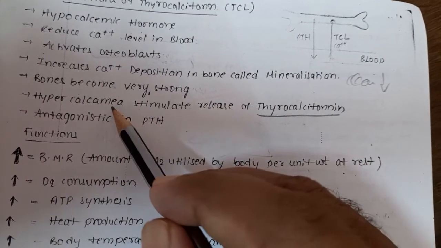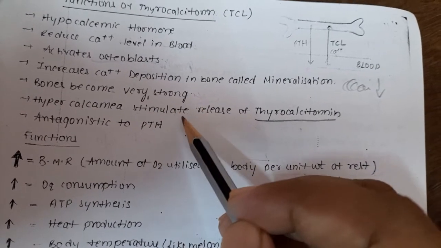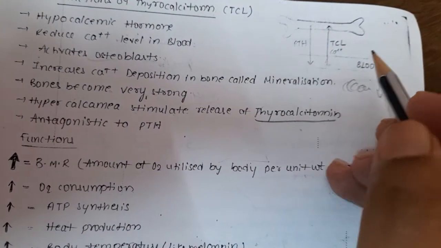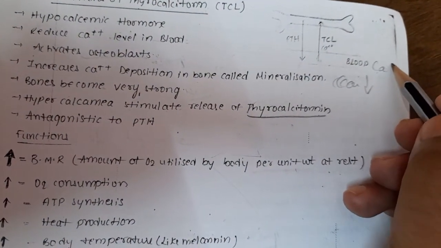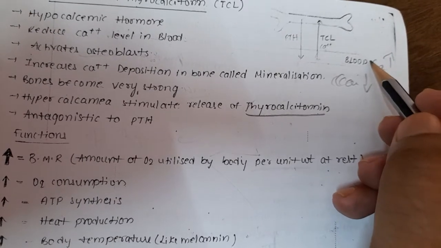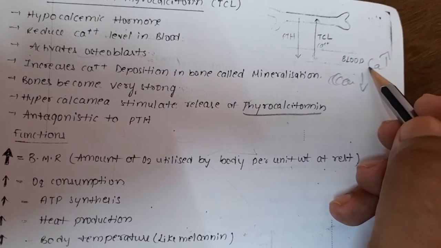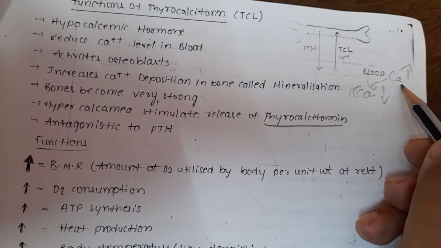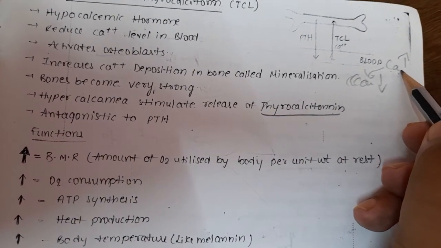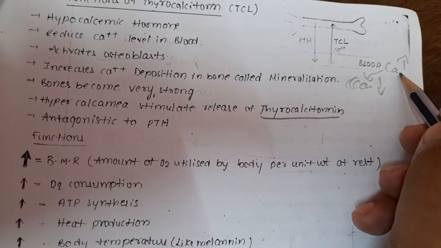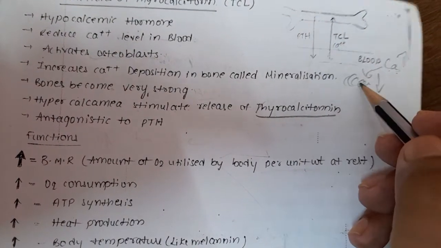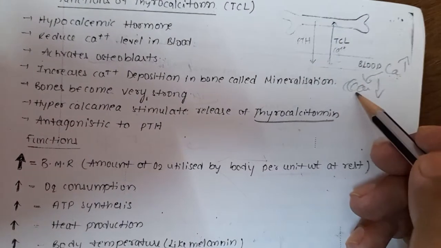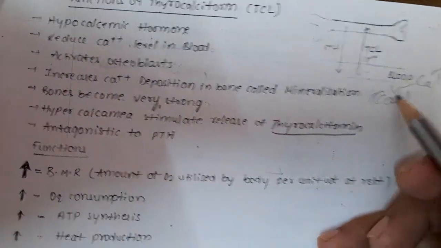Hypercalcemia stimulates the release of this hormone. Many students get confused here. When the calcium levels increase in our blood, at that time this hormone comes and reduces the calcium level. That is the hypercalcemic condition. Hypercalcemia stimulates the release of this hormone, and when calcium levels increase, it takes that excess calcium and deposits it. That's why it is called hypocalcemic, because it is reducing calcium.